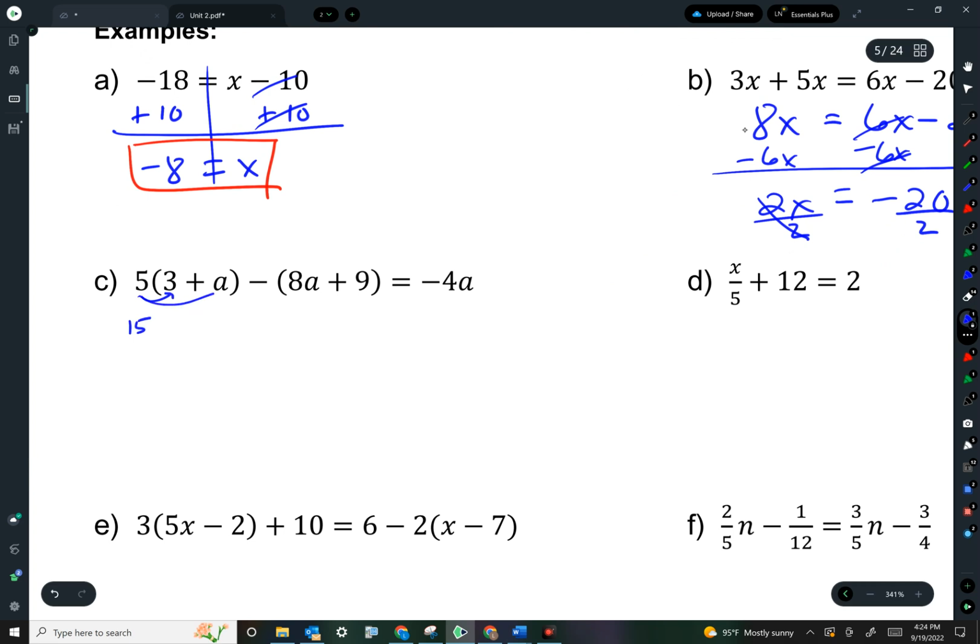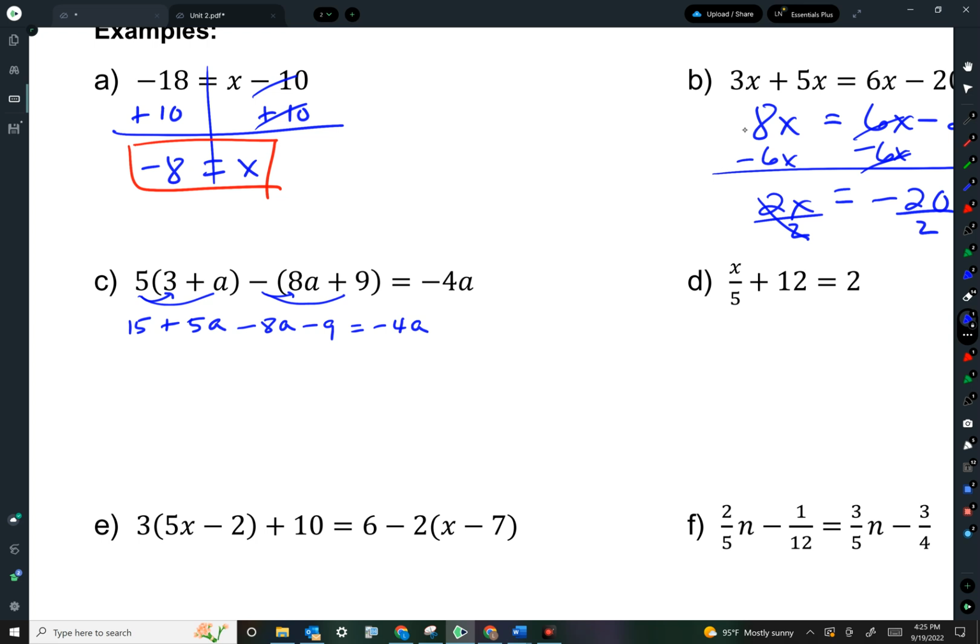And then 5 times a, so plus 5a. Make sure you bring down all pluses or minuses as necessary. When I distribute that negative, it's going to become a negative 8a distributed over here, so it's going to become a negative 9. And then on the right side, I'll just bring down that 4a. Okay? But I'm still not done with step 1, right?